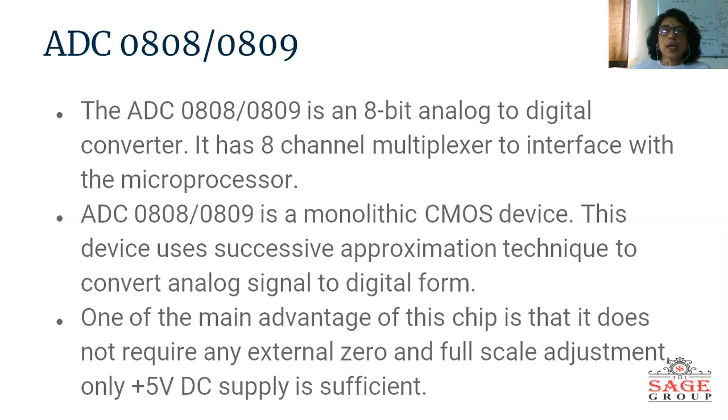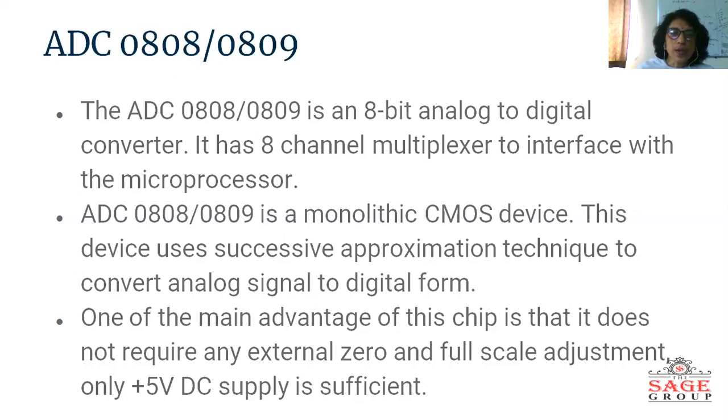The ADC 0809 is an 8-bit analog to digital converter. It has 8 input channels, multiplexer to interface with the microprocessor. ADC 0808 is a monolithic CMOS IC. This device uses successive approximation technique to convert analog signal to digital form.